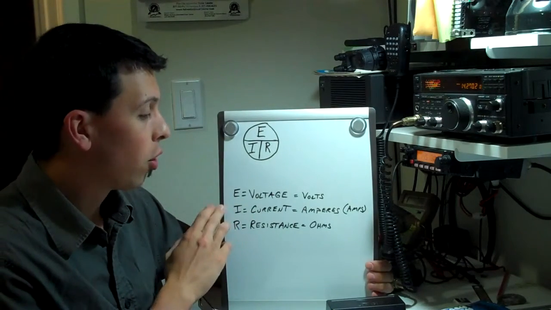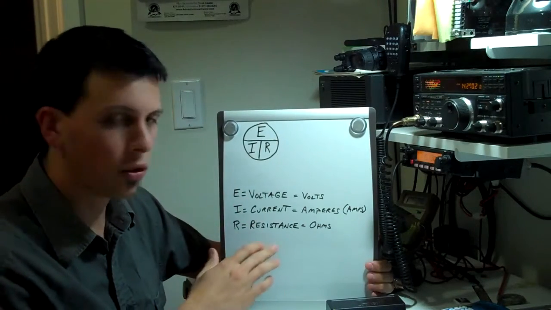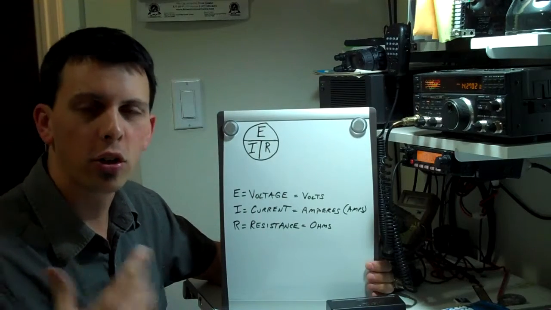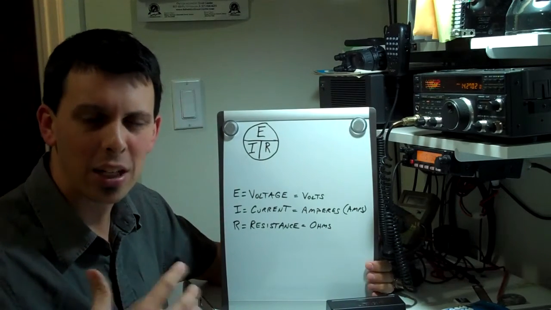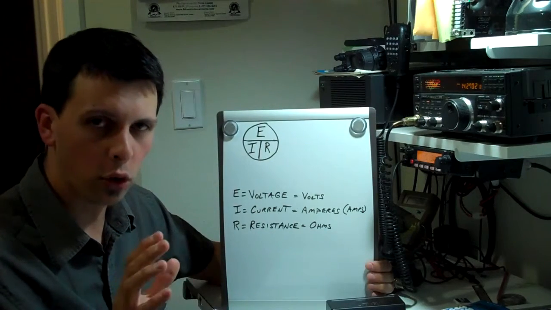So remember, current, volts are electromotive force, and resistance is going to be the opposing force to that current. So what is the resistance? What is going against that current, and we measure that by ohms. So those are those three things.